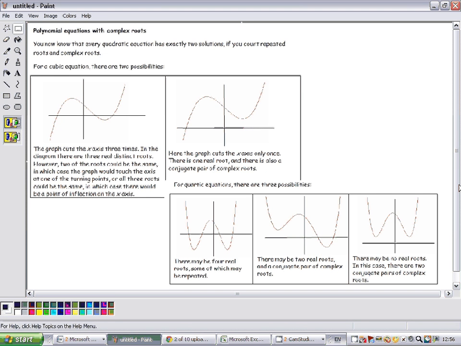Complex numbers, looking at graphs and roots. Now, this is just a bit of an introduction. This is on page 12. I just wanted to comment on something that you may have noticed earlier.